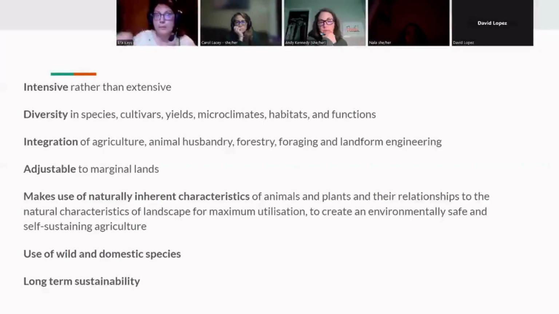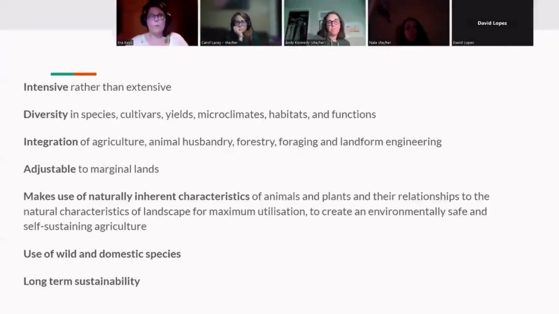And do you think that there could be an integration of agriculture with animal husbandry, with forestry, with foraging, with landform engineering without diversity? No. So when we have a monoculture cornfield, can we have an integration of all those things? No. We don't. And Carol, when we see it go from diversity to monoculture, right? What are we seeing happen?